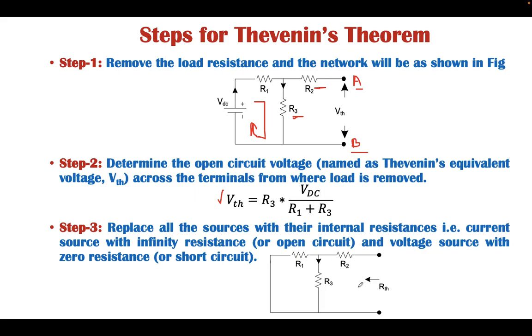Now to find out the Thevenin equivalent resistance, all the sources in the network are replaced with their internal resistance. If there is a voltage source, the voltage source is replaced by a short circuit, and if there is a current source, the current source is replaced by an open circuit. Since we have only one source here and this is a voltage source, the internal resistance of the voltage source is 0, and hence this creates a short circuit path over here. Now these two elements are in parallel, and the parallel combination of these two is in series with R2, and the resultant value of that resistance is nothing but the Thevenin equivalent resistance.